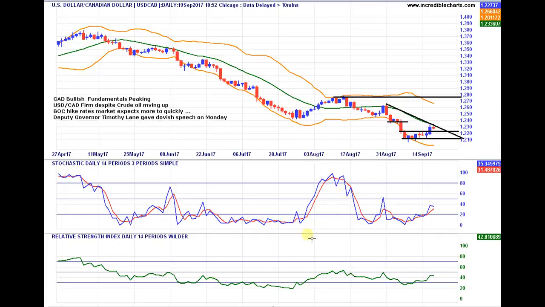Right, let's move to the last pair we're going to look at, which is USD MXN, which is a currency I think could really motor to the upside. It's been very choppy, but let's just go and look at why I think it could have a really big move to the upside. Right, let's go to USD MXN.